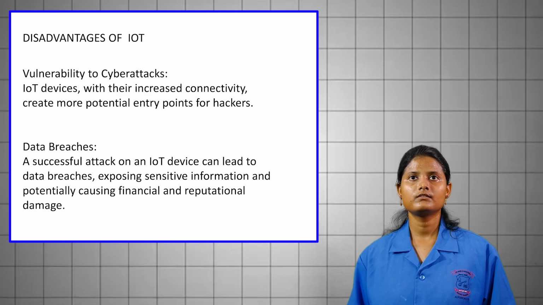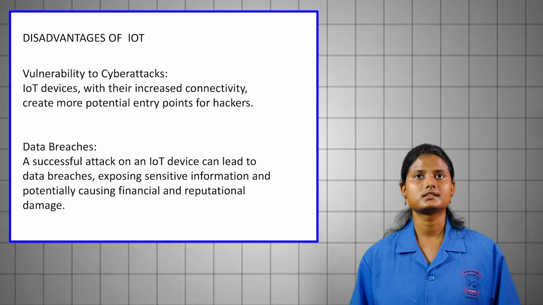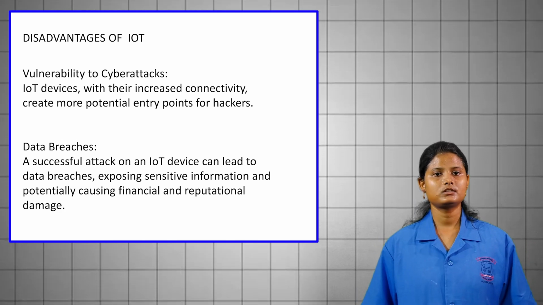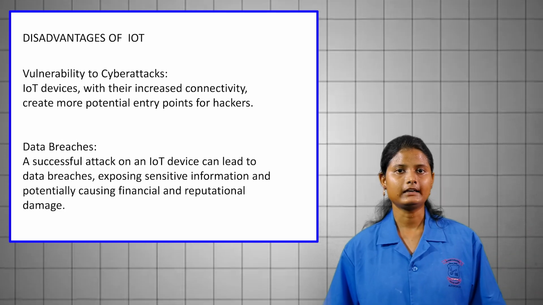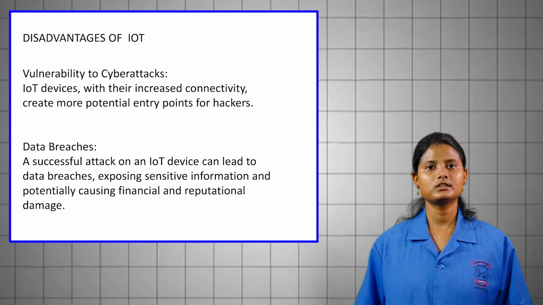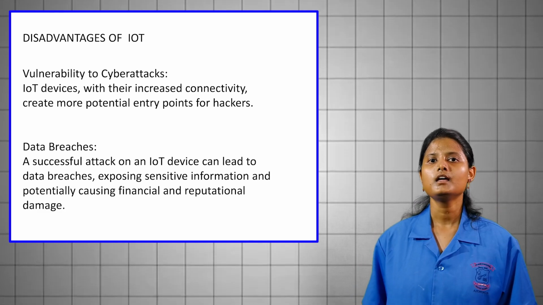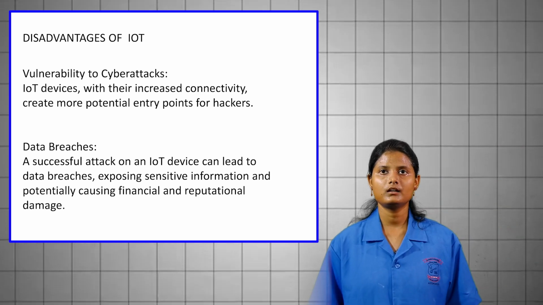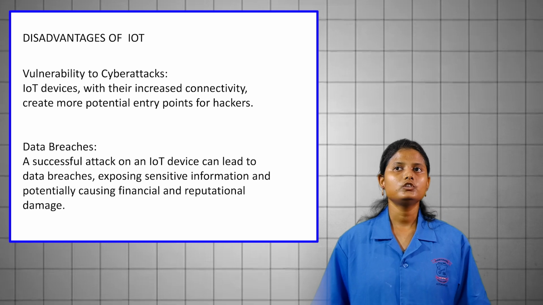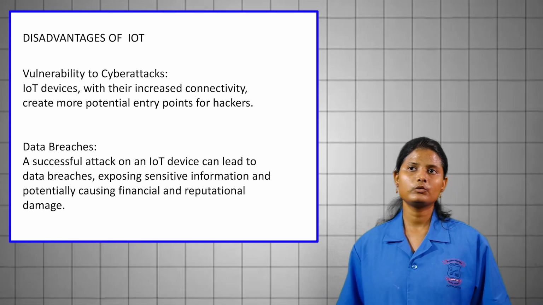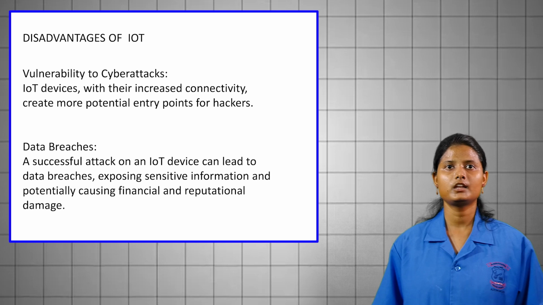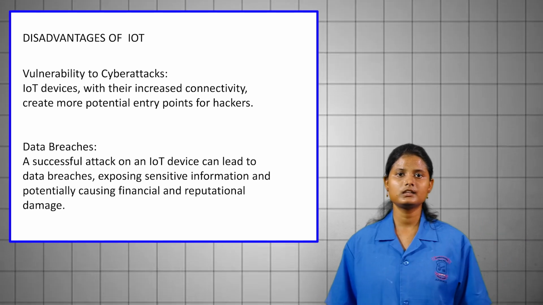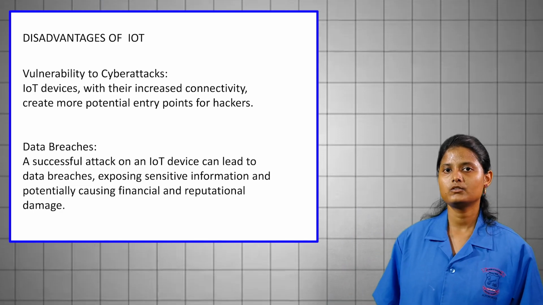First, vulnerability to cyber attacks. IoT increases connectivity and creates more potential entry points for hackers. They can easily hack the data and the information. Next, data breaches. IoT devices can lead to exposing sensitive information and causing financial and reputational damage. It can damage the information and the data that we give and take.